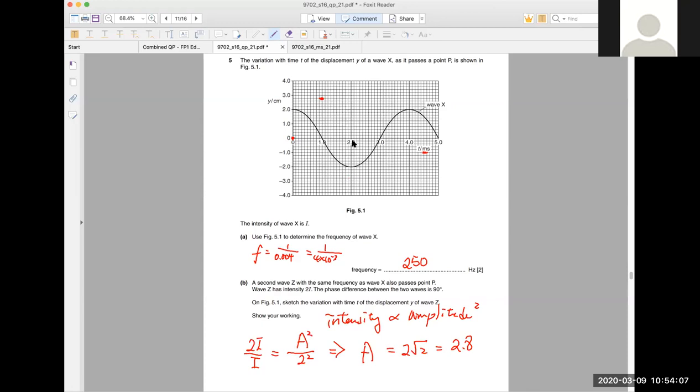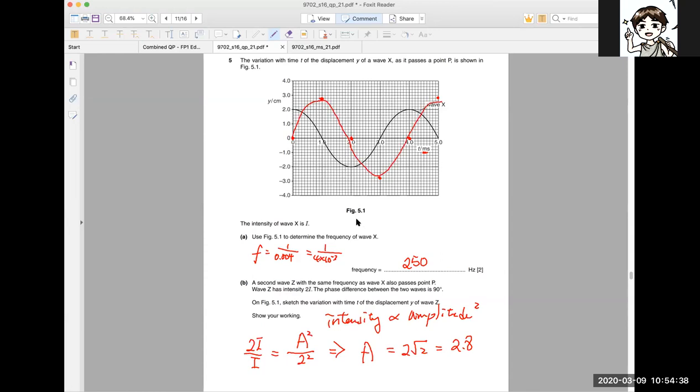180 degrees is a whole wavelength, right? No, that's half. 360 degrees is the whole wavelength. You just consider a circle, which means one wavelength. So 90 degrees is just a quarter. Okay, if you put all the points, it should be something like this.